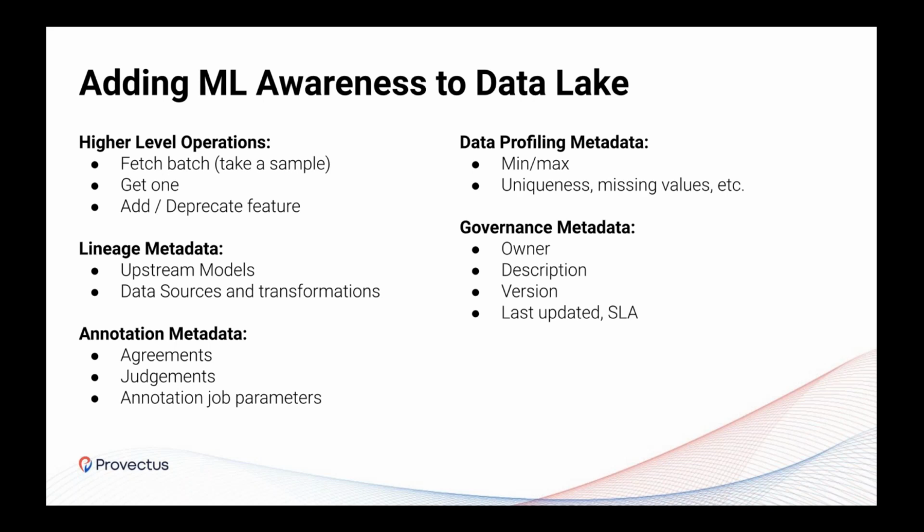Second, metadata. Lineage metadata: what models have been built from a particular feature. Data profiling metadata: mean, max, and other stats. Annotation metadata: agreements, judgments, etc. for supervised learning. And governance metadata: owner, descriptions, and versions, everything that enables discoverability and collaboration.